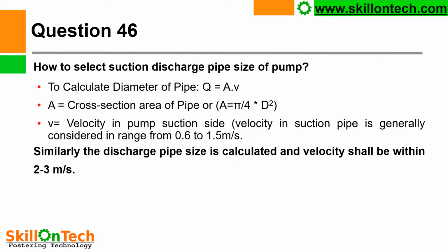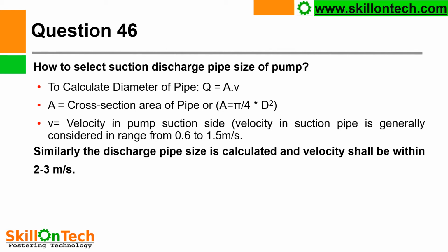How to select suction discharge pipe size of pump? To calculate a diameter of pipe, Q equal to A into V. A is equal to cross section area of pipe. For a circular pipe, A equal to pi by 4 D square. V equal to velocity in pump suction side. Velocity in suction pipe is generally considered in range from 0.6 to 1.5 meter per second.